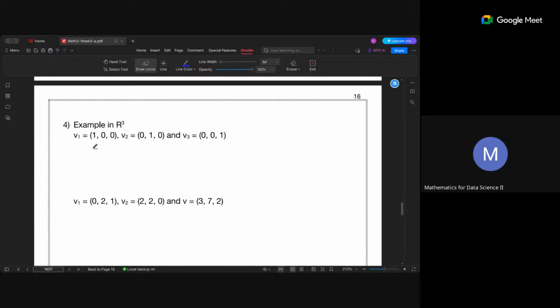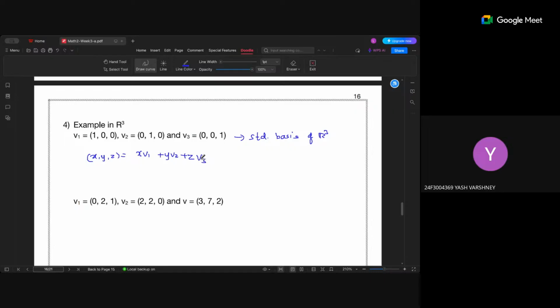Okay, so now this is the standard basis of R3. Why? Because you see any (x, y, z) can be written as x times v1 plus y times v2 plus z times v3.